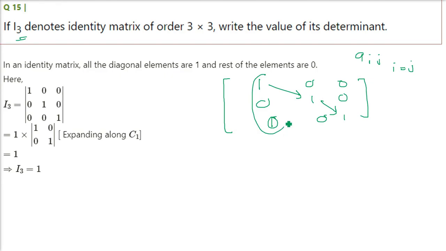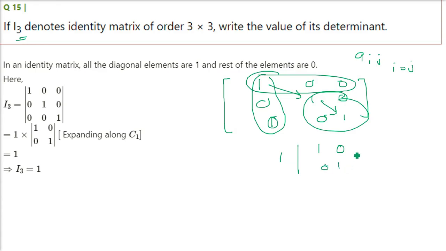Right? Or you can open it using any row or column. Essentially this 1 is going to come either way you do it. Use the property, because if I just open it using, say, the first row, the second and third values will not be there. First row: 1 into 1 minus 0 into 0, that is going to be 1 only.